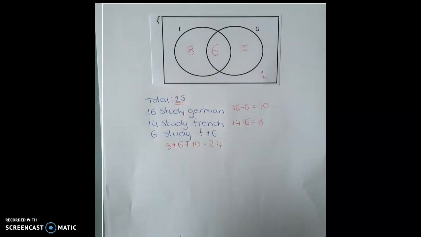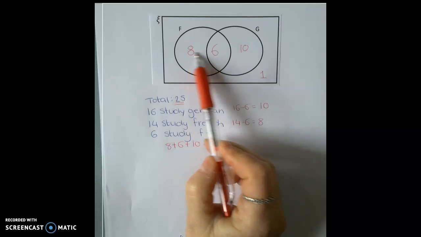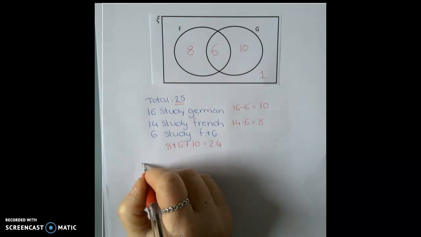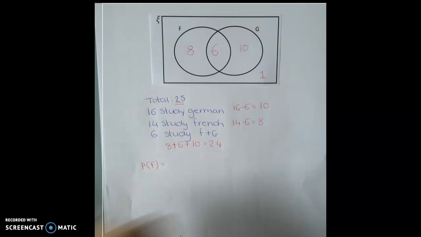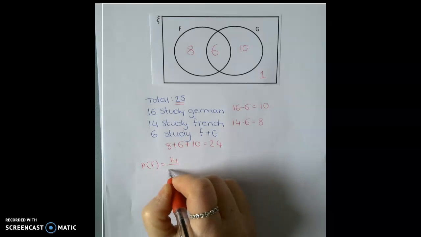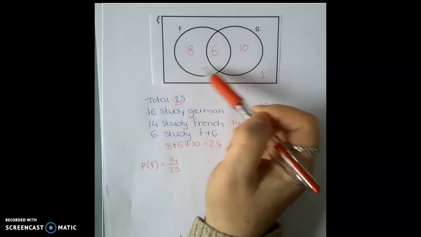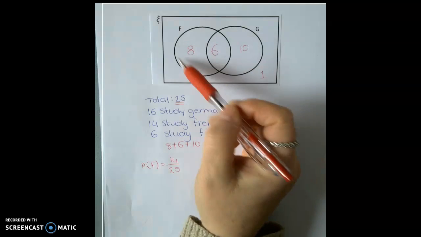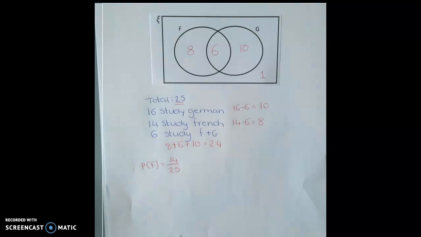So now we've completed our Venn diagram, we can now answer the question. So what is the probability that a random student will study French? Well, we know that there are 14 students who study French and that the total number of students is 25. So the probability that we pick somebody who studies French is going to be 14 out of 25 because there are 14 students who study French. Doesn't matter that they also study German, but 14 students who study French.